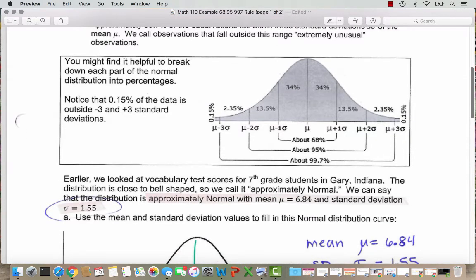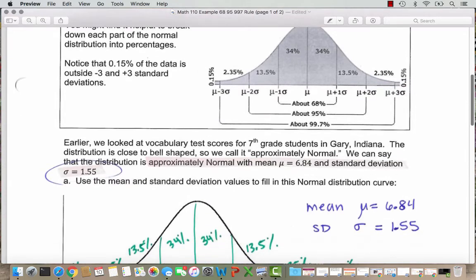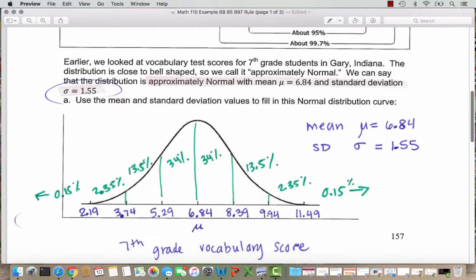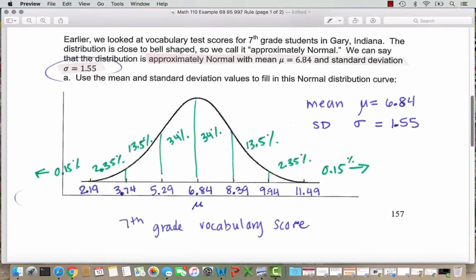You can also verify that if you add up all the percents, they'll add up to 100% because this is a probability distribution. So we are going to look at vocabulary test scores for 7th grade students in Gary, Indiana. We're told that the distribution is close to bell shape, so we are going to call it approximately normal. We are going to use the fact that researchers have found that the distribution has mean 6.84 test score and standard deviation 1.55 test score. So we are going to use these values to fill in the normal distribution curve.